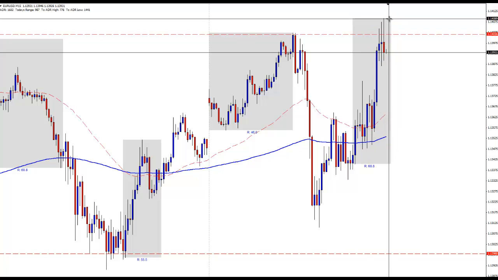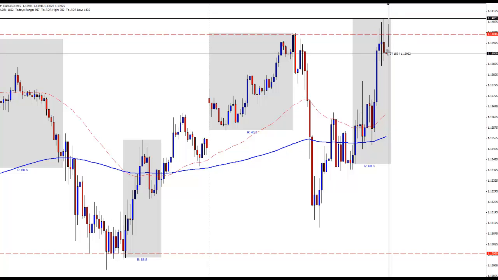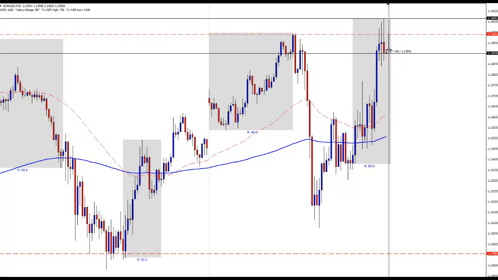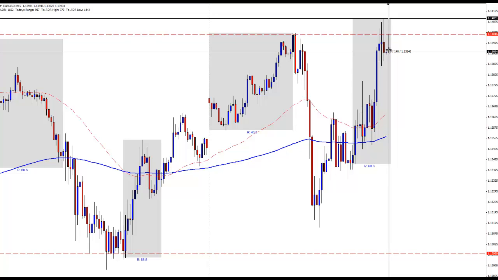Now we've had the confirmation, and right now it's pulled back just enough to get an entry. As you can see, it's pulled back to within about 15 pips of the entry, and that's essentially where I was taking it, right there at the 94 level.